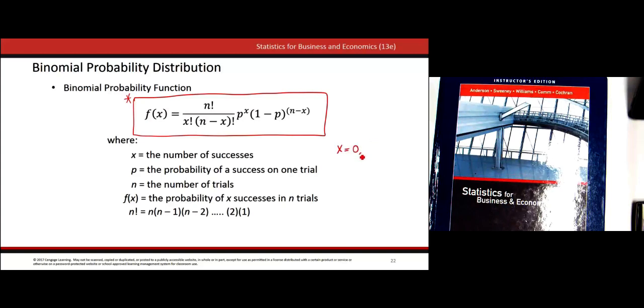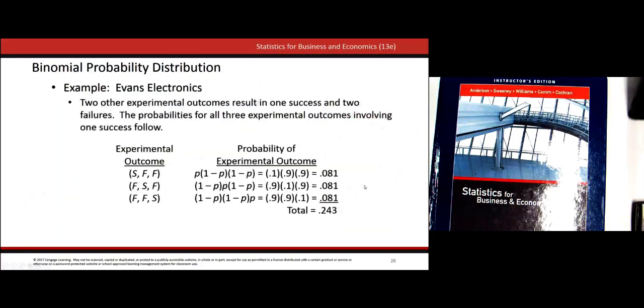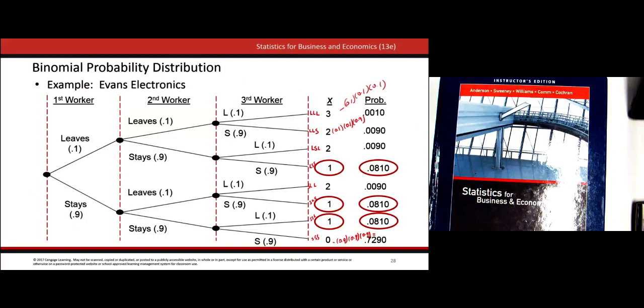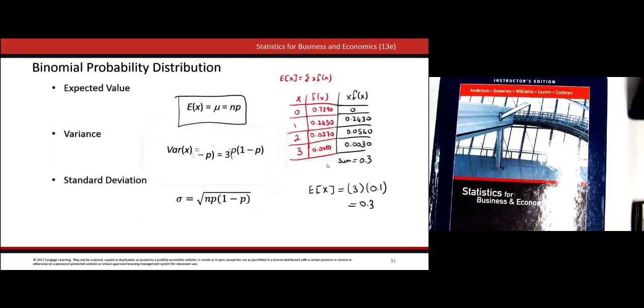You can have 0 success, 1, 2, depending on n, whatever that n is. You cannot have, such as if n is 3, you cannot have 4 success out of 3 trials. Like in this case, what are the values x can take? X is either exactly 0, 1, 2 or 3. Can go all the way to n.